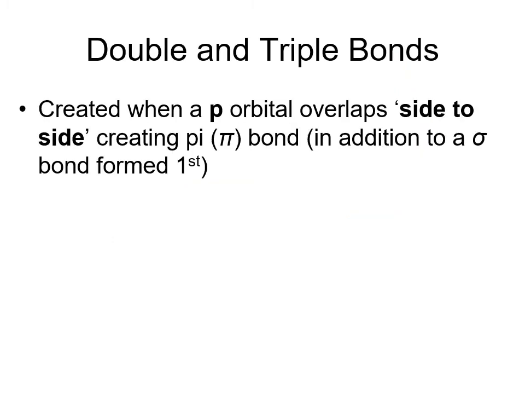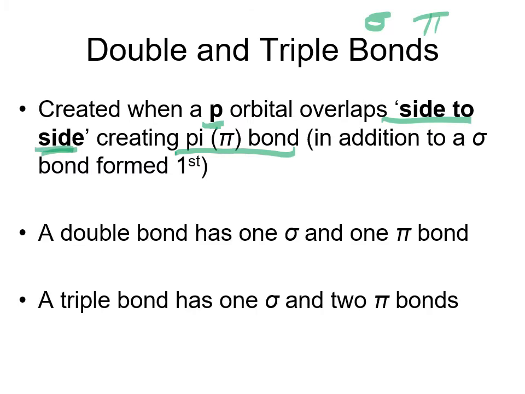Double and triple bonds are created when these p orbitals overlap side to side, and we're going to call this a pi bond. So we have our sigma bond, which is an end-to-end overlap, and we have our pi bond, which is a side-to-side overlap. And we'll see what that looks like. So a double bond is going to be made up of 1 sigma bond and 1 pi bond. A triple bond is made up of a sigma bond and 2 pi bonds.